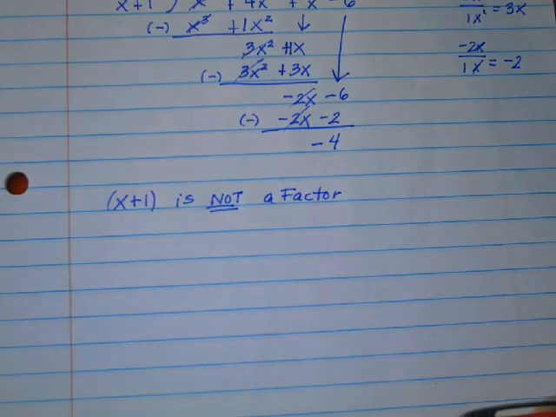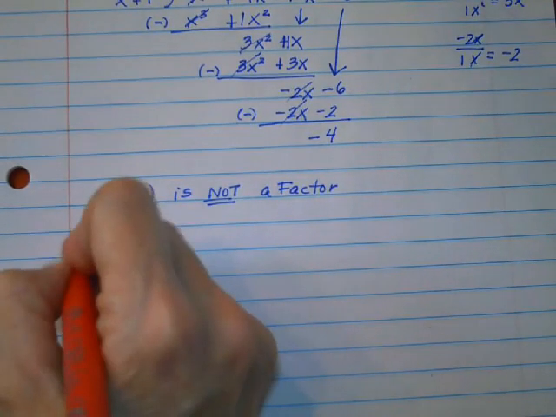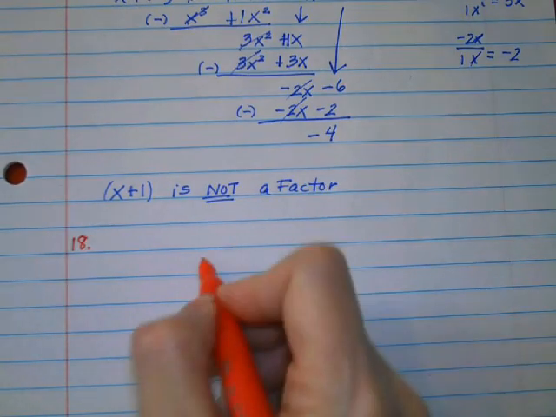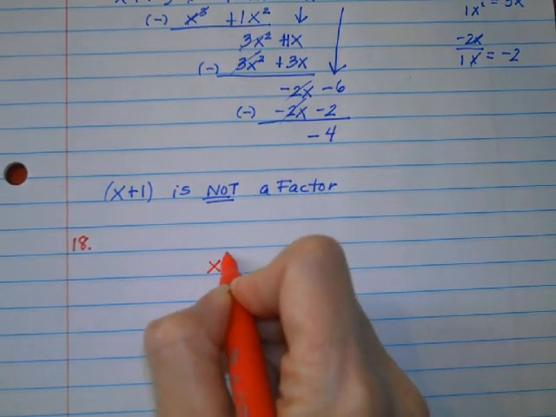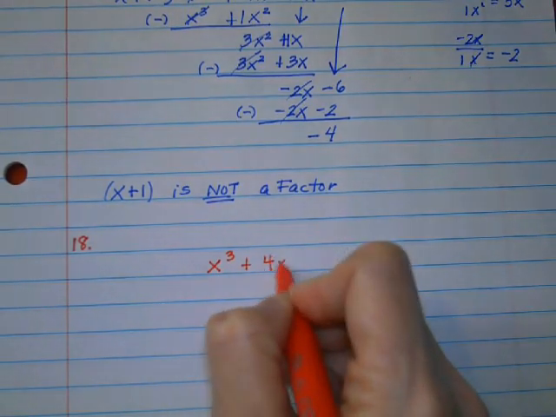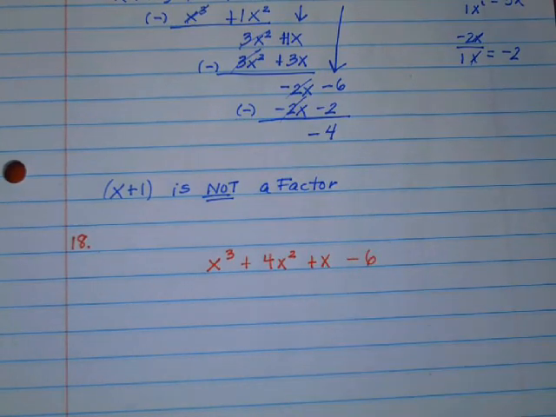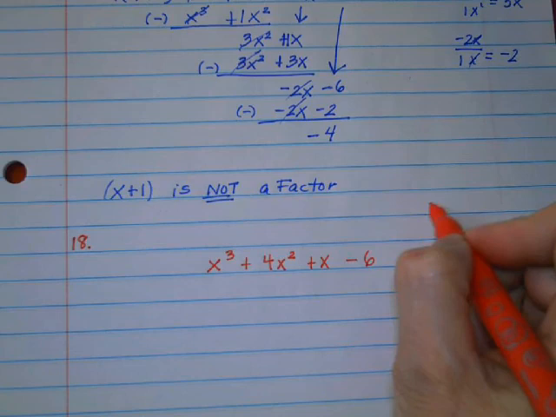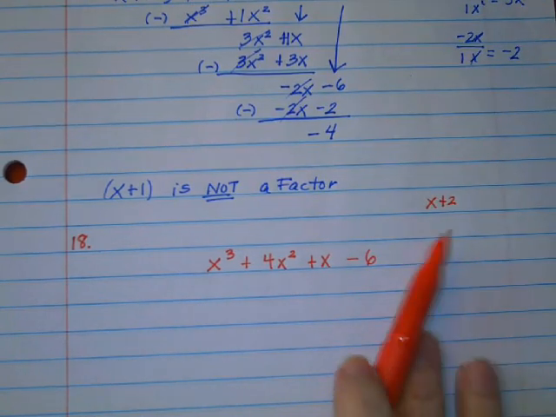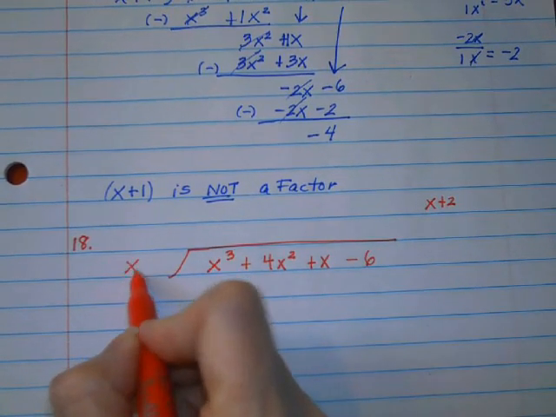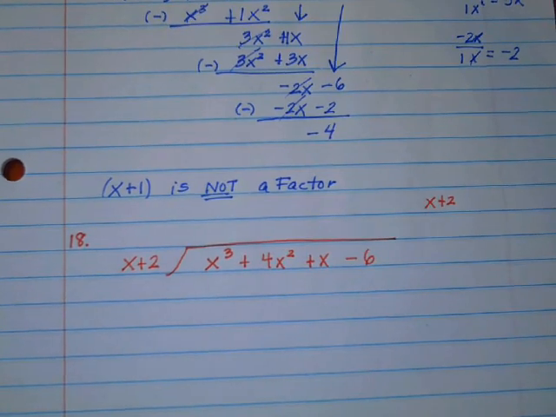All right, we're going to try one more. We're going to go ahead and try number 18. Again, we're going to start with the same polynomial or dividend that we just had a second ago, which is x cubed plus 4x squared plus x minus 6. But this time, they want us to find out, is x plus 2 a factor? So to do that, we've got to divide this by x plus 2 and see, do we get 0 for a remainder? So we're going to follow the same steps.